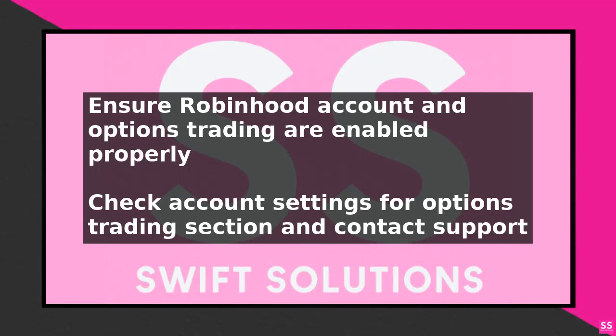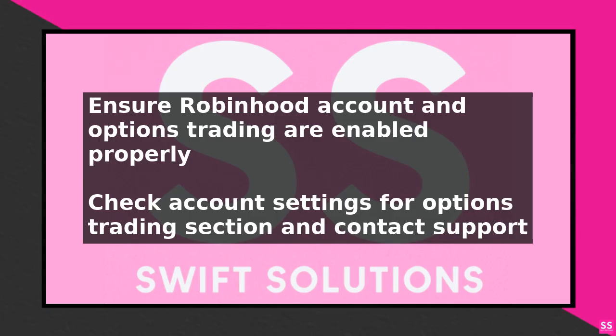To fix the issue of Robinhood not letting you trade options, follow these steps. First, ensure you have a Robinhood account and have enabled options trading. If you have not, log into your account and go to the account settings. Then click on Investing and look for the options trading section. If you do not see this, contact Robinhood support.